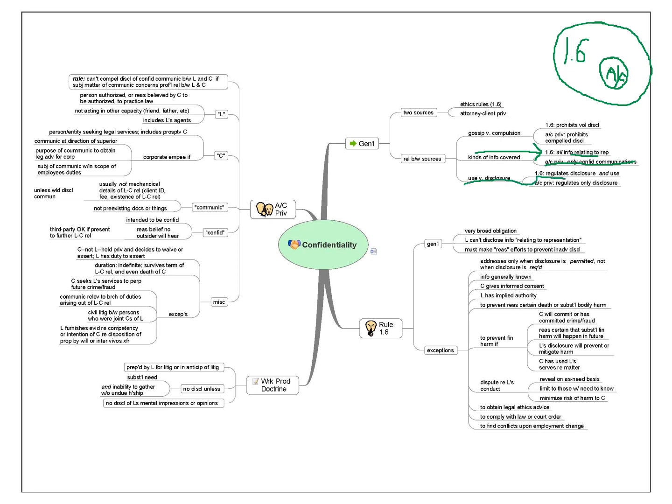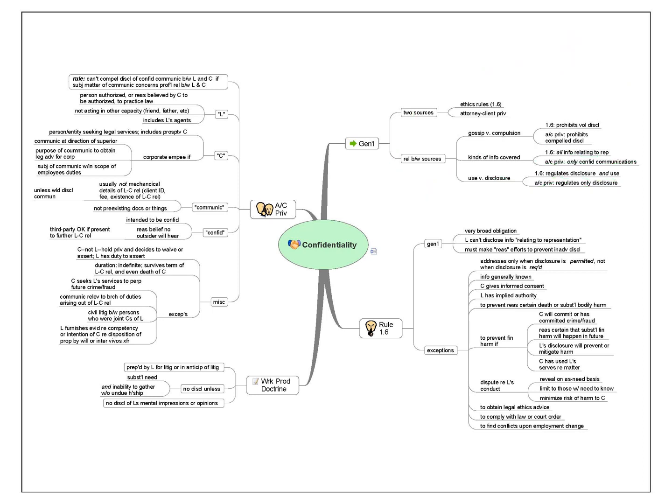Also, 1.6 regulates disclosure and use. The attorney-client privilege only deals with disclosure. So, it's important really to understand these fundamental distinctions between the sources, and also to keep in mind this Venn diagram so you really can understand the relationship between those confidentiality obligations.